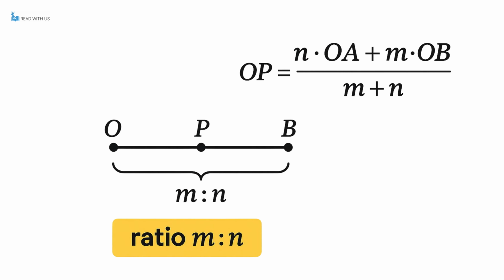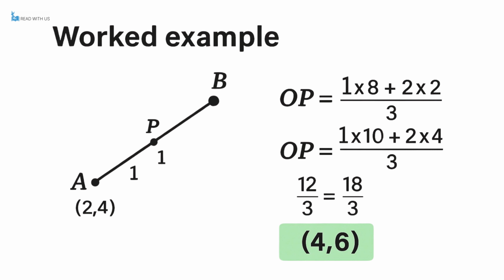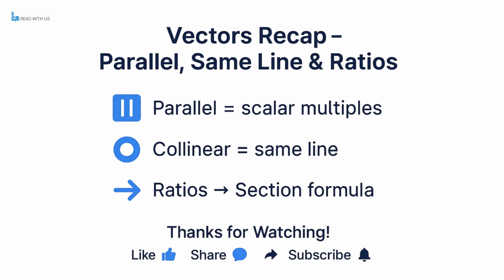For example, A = (2, 4), B = (8, 10), and P divides AB in the ratio 1 to 2. So OP = (2 × (2, 4) + 1 × (8, 10)) / (1 + 2). That equals (4 + 8, 8 + 10) / 3. That equals (12, 18) / 3. That equals (4, 6).